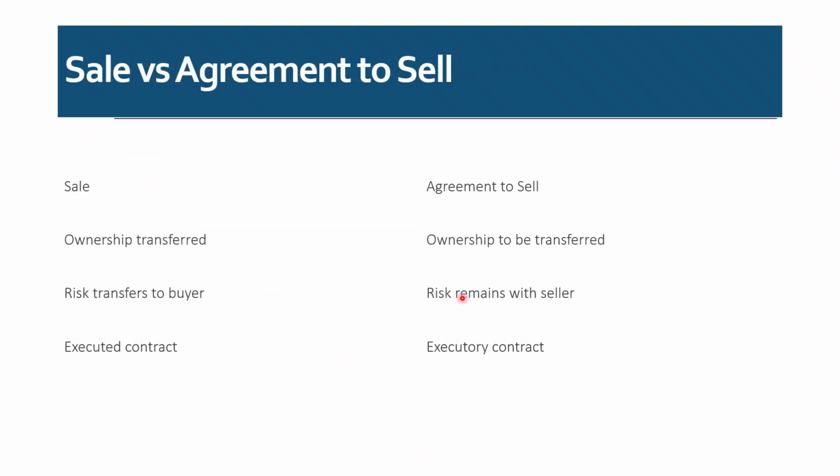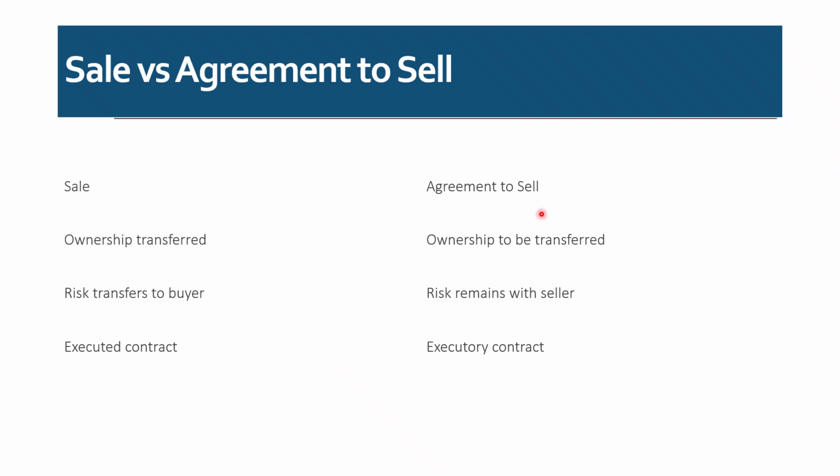Now let's understand one of the most important concepts in the Sales of Goods Act, that is sale versus agreement to sell. Many exam questions are directly asked from this topic. We understand first what is sale and then we will talk about agreement to sell. A sale happens when ownership of the goods is transferred to the buyer immediately. For example, if I purchase a mobile phone from a shop and pay instantly, ownership shifts immediately and that is called a sale.